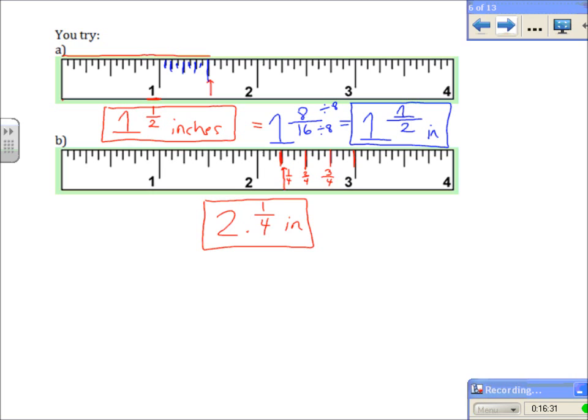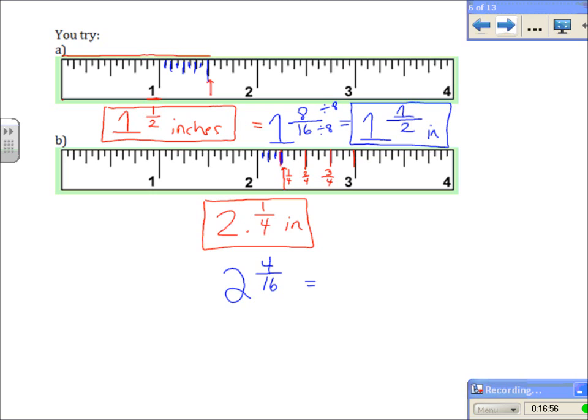Now, again, if you like to just stick with one method all the time, you could count how many small divisions past the 2 we have. Well, we have 4. 1, 2, 3, 4. So another way I could write that is 2 and 4/16 of an inch. There's 16 small divisions in total, so I'm going to take that number, and then if you can reduce that fraction, you do so.